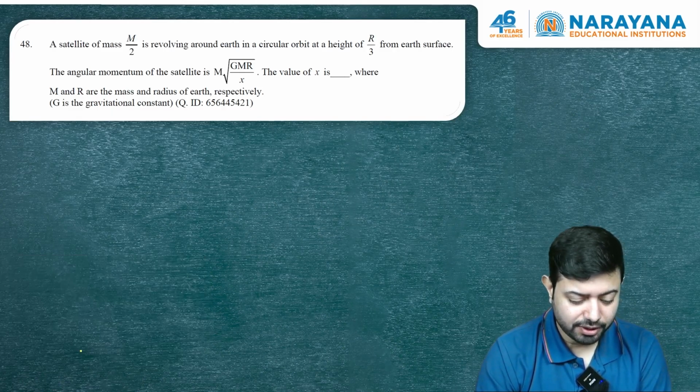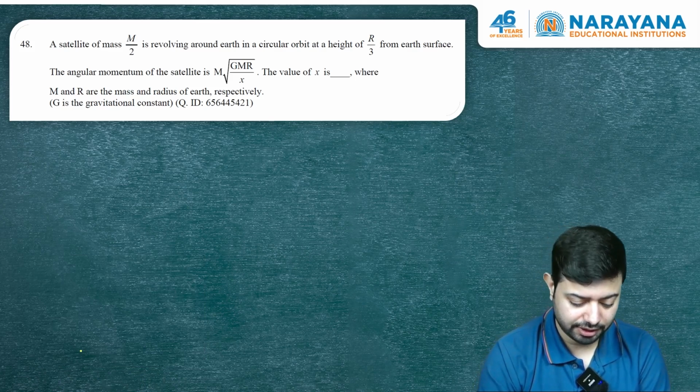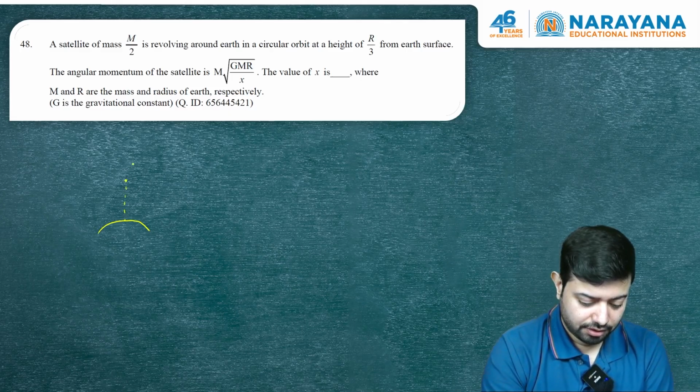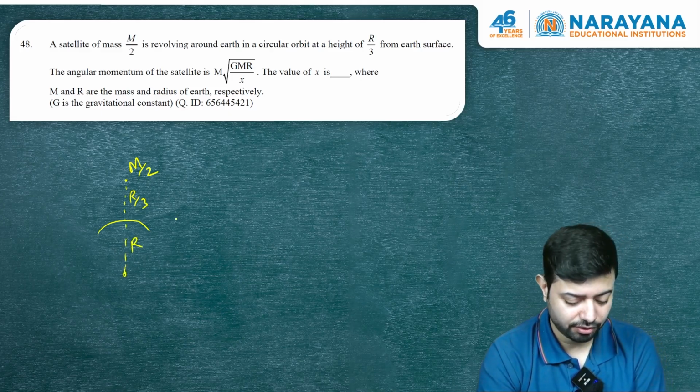A satellite of mass m by 2 is revolving around Earth in a circular orbit at a height of r by 3. So, it is at a height of r by 3. All right, mass is m by 2. This height is r by 3. So, from center this is r. So, total distance can be thought of as how much?